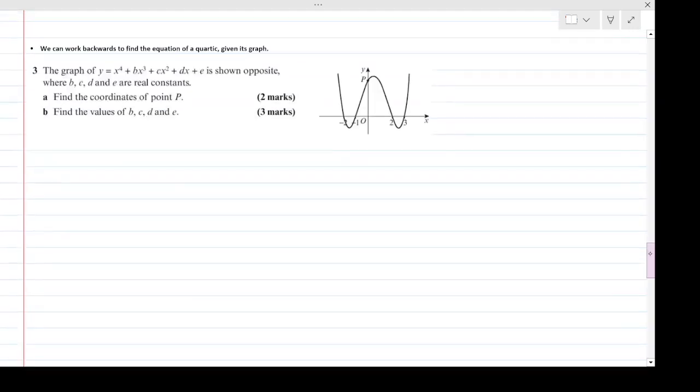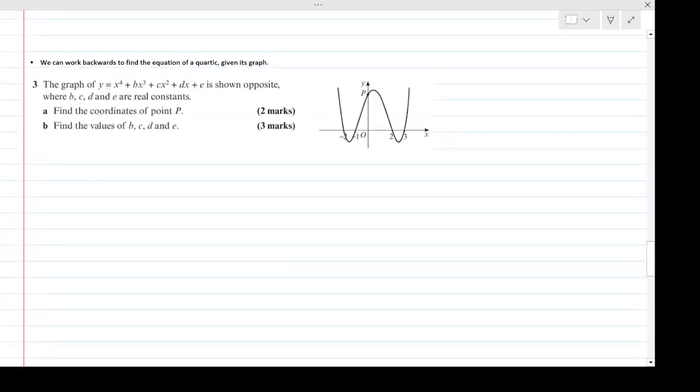Let's have a look at this example. So what we can do now, like with quadratics and cubics, is that some questions might ask you to go backwards. When you're given a graph of a quartic, they might ask you to work out the original equation, the equation that represents that quartic. Using this information, in this case, it wants you to work out these missing coefficients, right? B, C, D, and E.